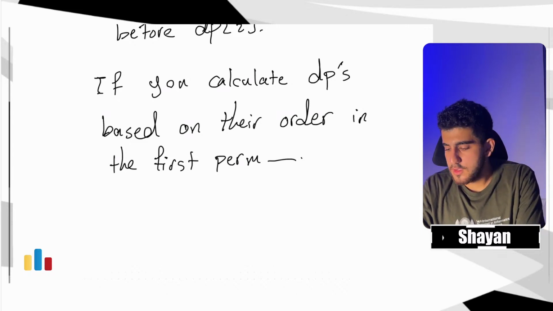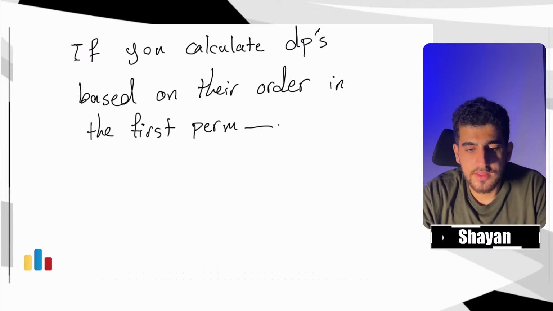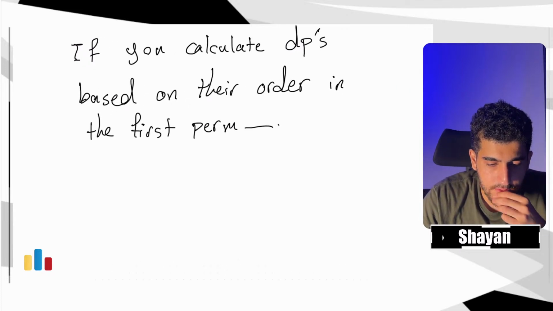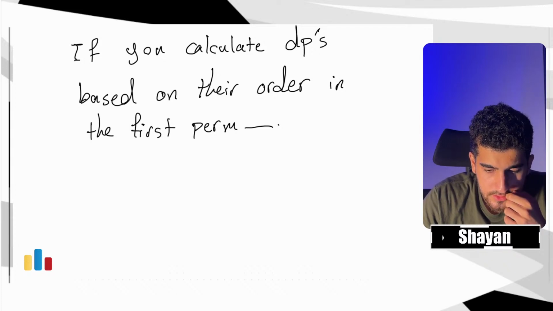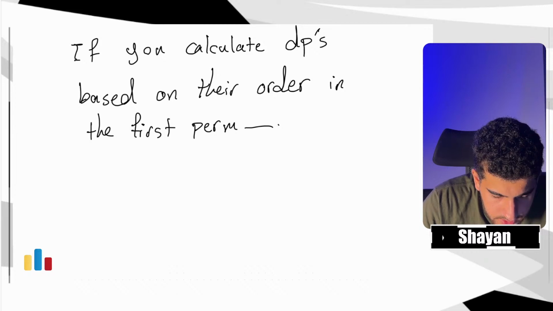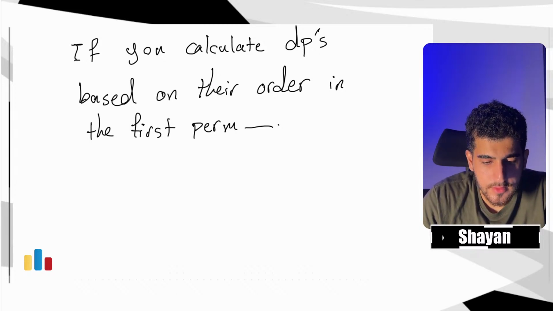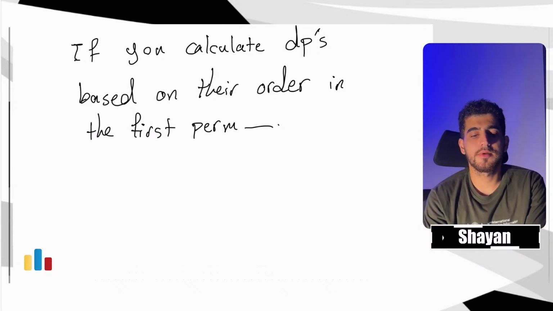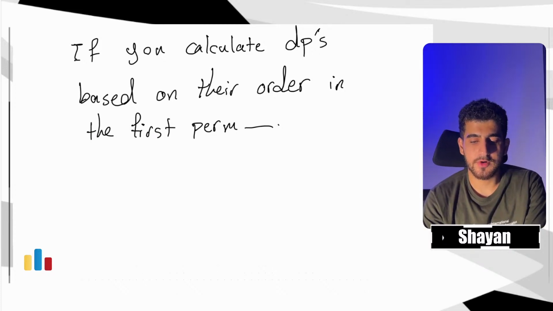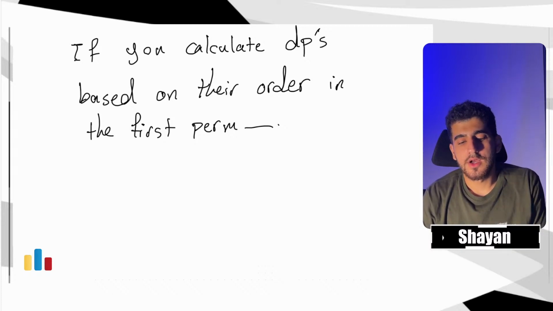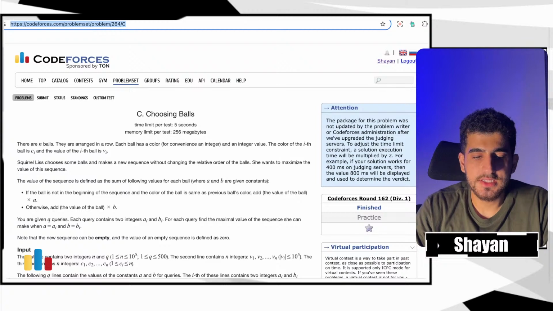So let's now move on to the fourth problem. The fourth problem is this one, the problem with difficulty 2000, choosing balls. So this is the fourth problem.